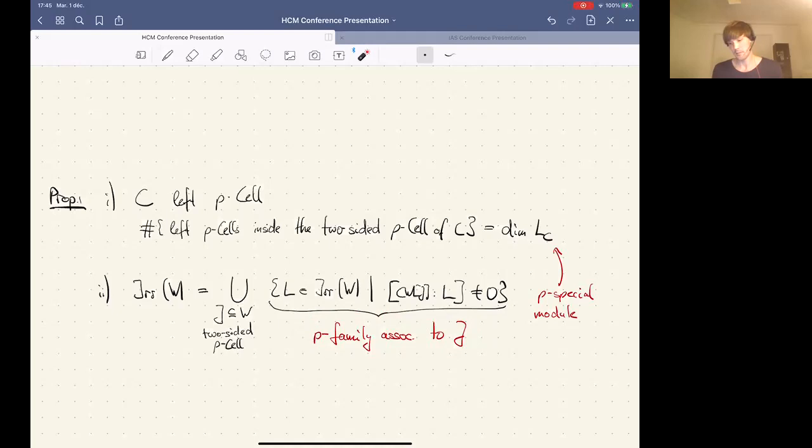And moreover, as I said previously, we know that this irreducible module we've attached to a left P cell occurs in any other left cell in the same two-sided cell. And we know it occurs with multiplicity precisely its dimension. And one can also deduce from this that the number of left cells inside the two-sided cell of C is given by the dimension of this irreducible representation that we associated to C. And I also want to denote this LC and call this the P special module.